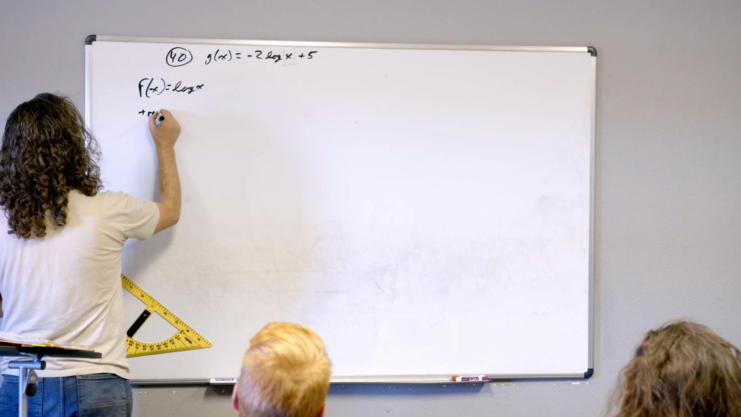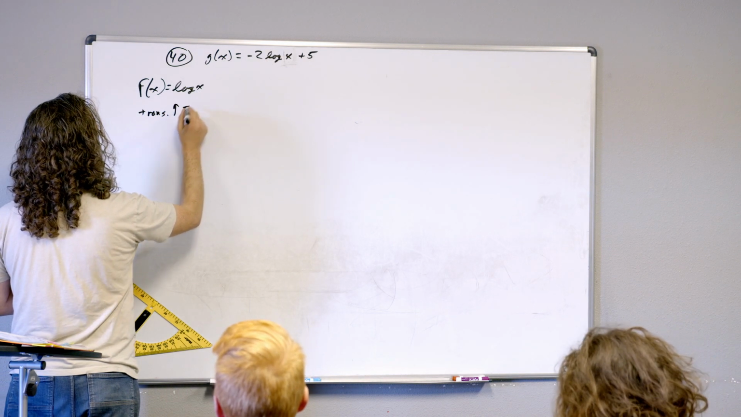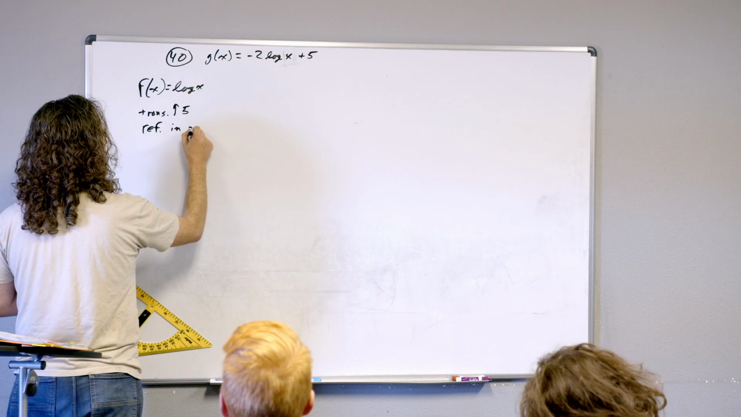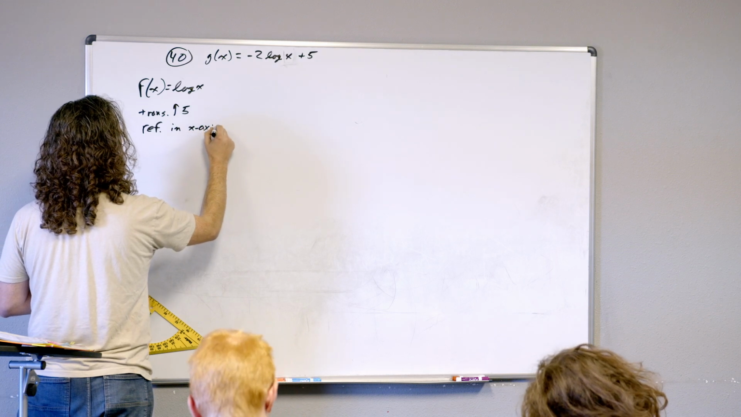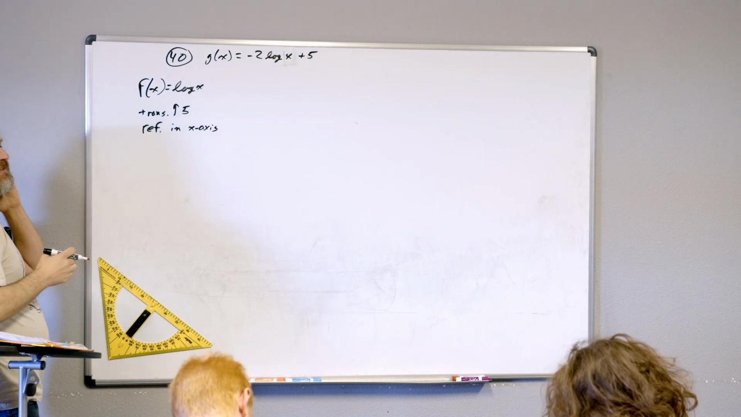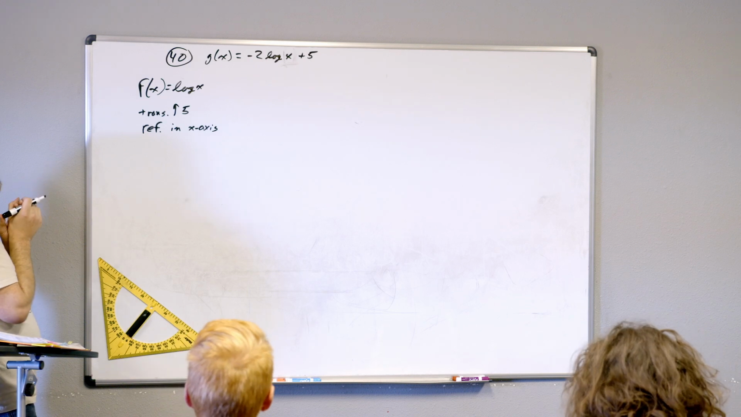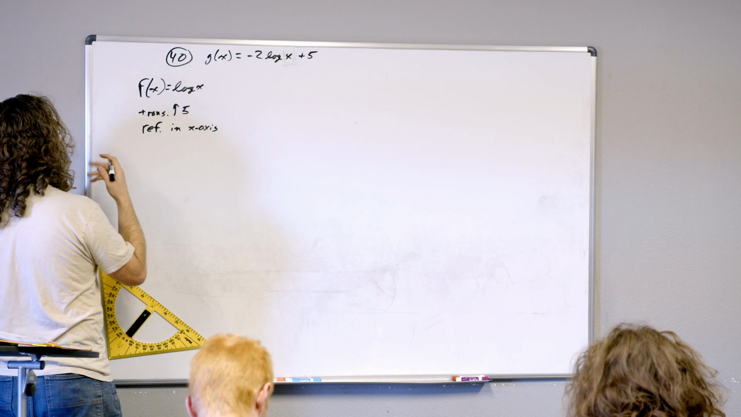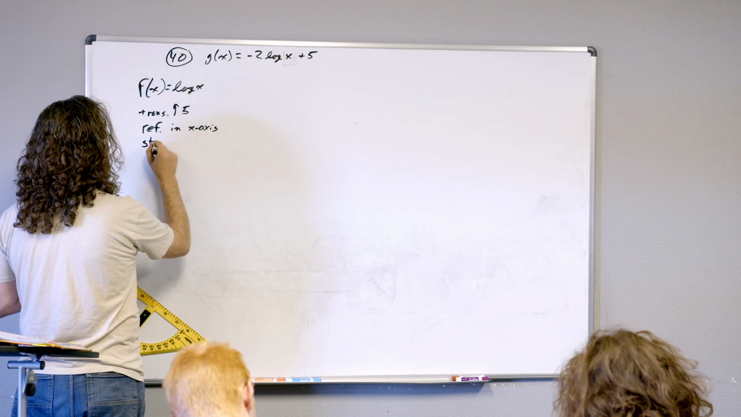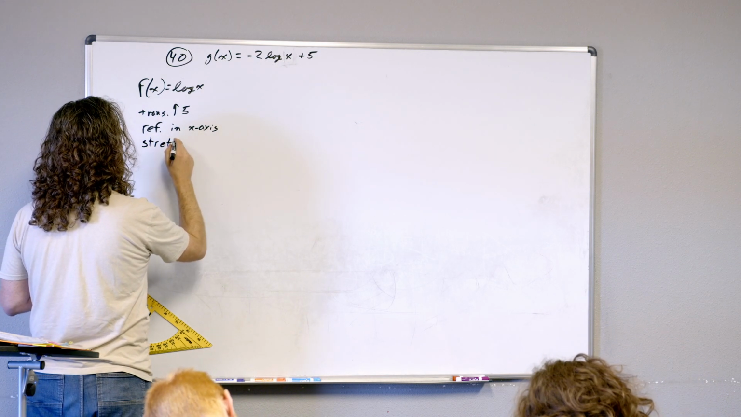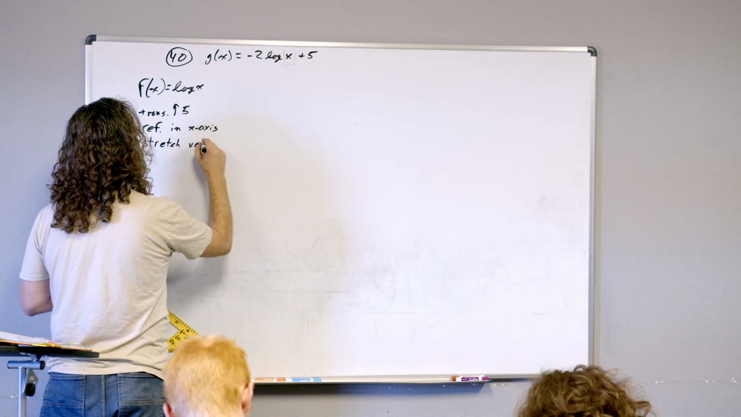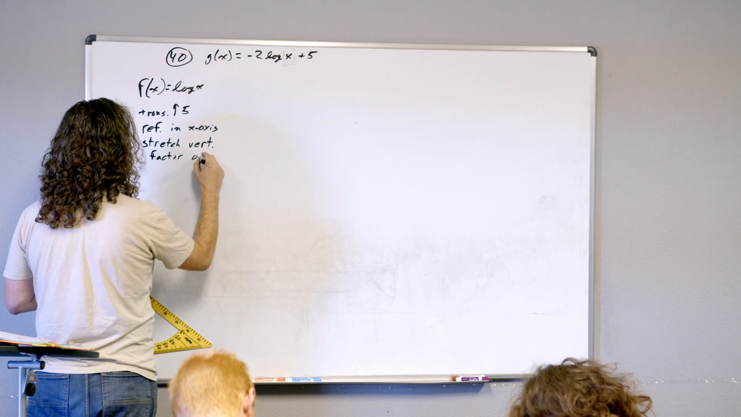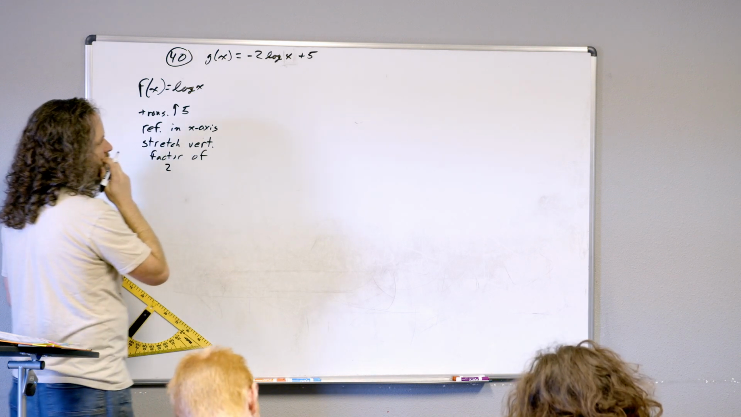So it's translated up 5. It's reflected in the x-axis. And then what else is it? What does the 2 do? The 2 stretches it by a factor of 2. Stretch vertically, factor of 2. Great.